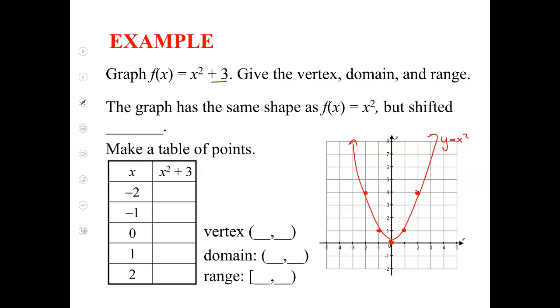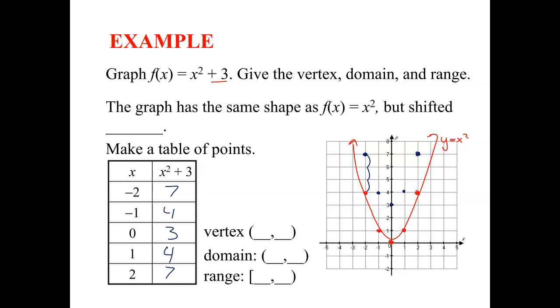So if I take negative 2 and I square it, what do I get? Then add 3. If I take negative 1 and square it, 1, and then add 3. 0 squared, add 3. 1 squared, add 3. 2 squared, add 3. So I take all these points, and instead of having negative 2, 4, I have negative 2, 7. Instead of having negative 1, 1, I have negative 1, 4. 0, 3, 1, 4, and 2, 7.